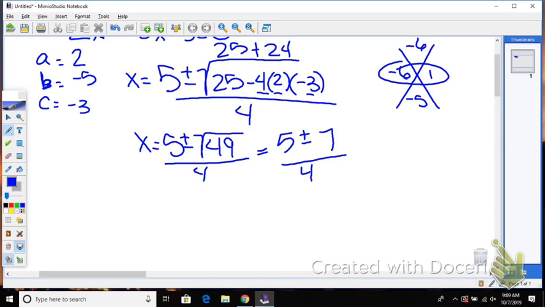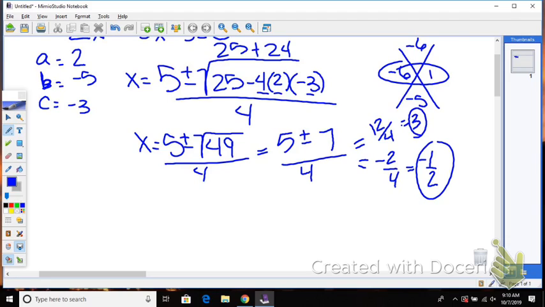And that's it. So we can go one step further. We can go 5 plus 7, which is 12 over 4, which is 3. And then you can do 5 minus 7, which is -2 over 4, which is -1/2. So you get two answers. So that one you can just add and divide, or subtract and divide.